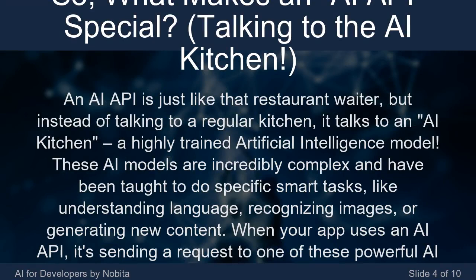An AI API is just like that restaurant waiter. But instead of talking to a regular kitchen, it talks to an AI kitchen, a highly trained artificial intelligence model. These AI models are incredibly complex and have been taught to do specific smart tasks, like understanding language, recognizing images, or generating new content. When your app uses an AI API, it's sending a request to one of these powerful AI brains, saying, "Hey, can you please analyze this text? Or can you generate an image based on this description?" And the AI brain sends the clever answer back.